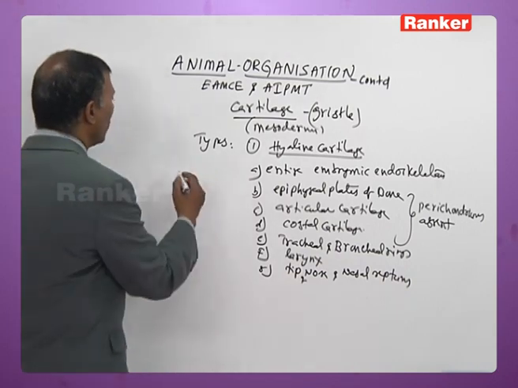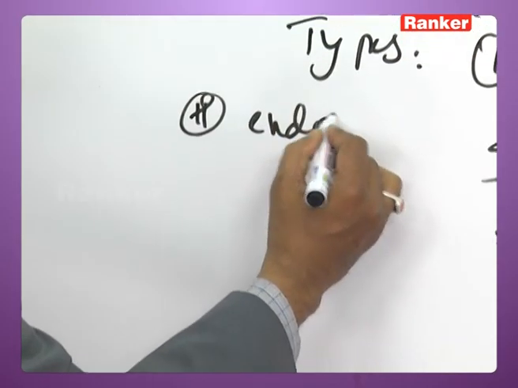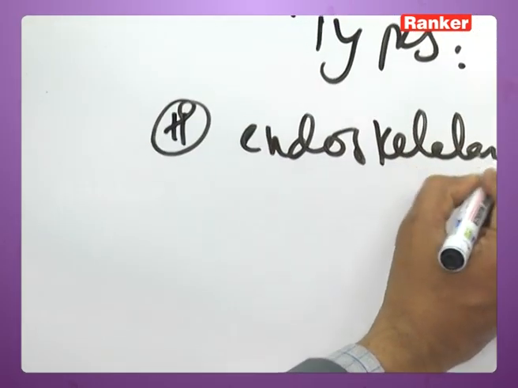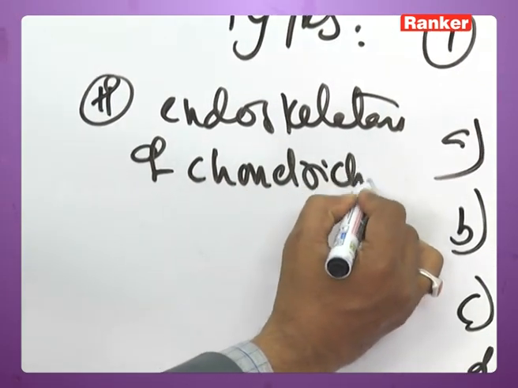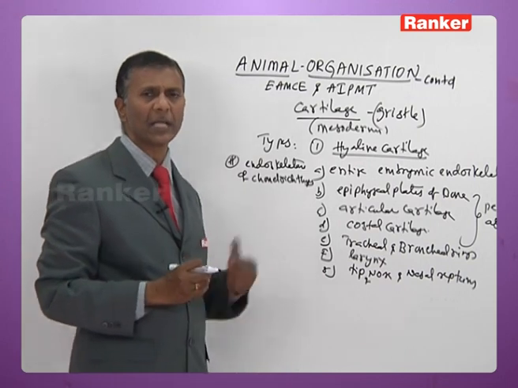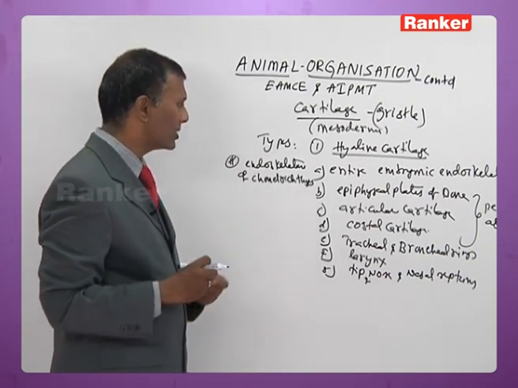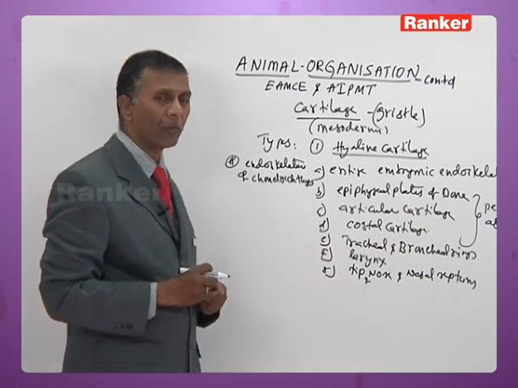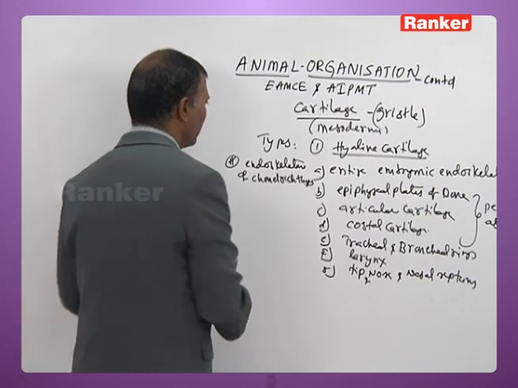Then apart from this, the endoskeleton of chondrichthyes. Endoskeleton of cartilage fish or chondrichthyes is also made up of hyaline cartilage. So all these regions you find hyaline cartilage in the human body, which is supposed to be the weakest cartilage among the three.